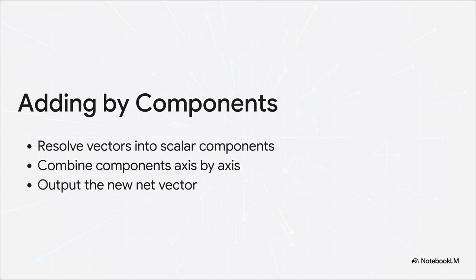You take all your x components and just add them up. You take all your y components, add them up. Same for the z components. It turns into basic arithmetic. No drawing triangles, no messing around measuring angles on paper. The simulator just combines the matching components and outputs a flawless new net vector.